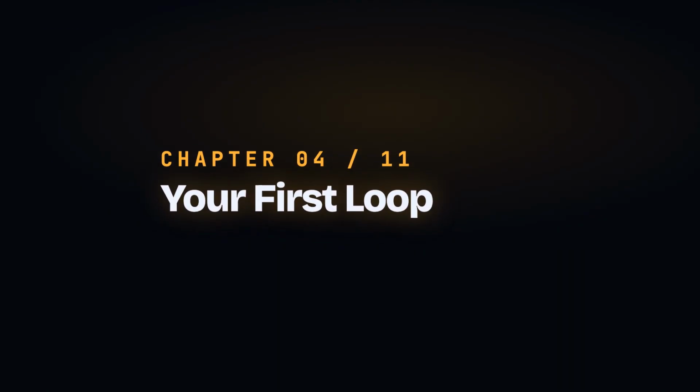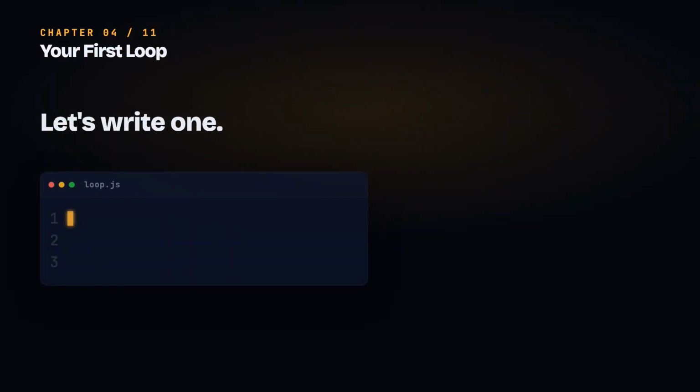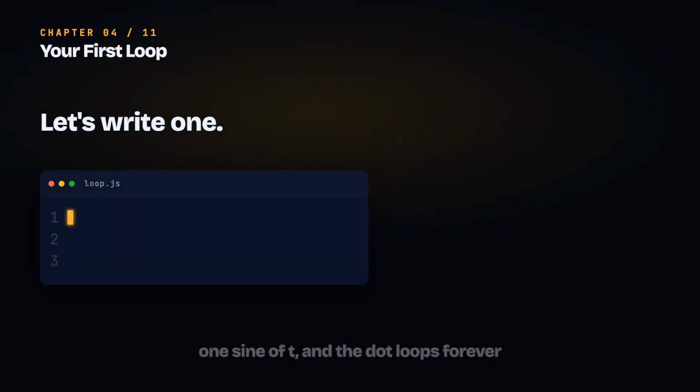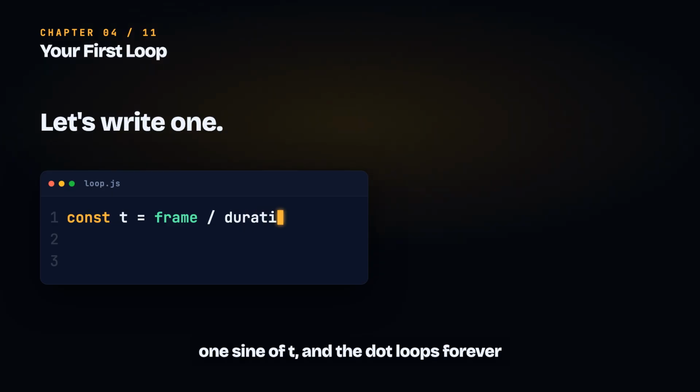Enough theory, let's write one. Line by line. First, get t, const t equals frame divided by duration. That's our 0 to 1 dial. Now let's move something. Say we want a dot to bob up and down. We write y equals Math.sin of 2 pi times t. Multiply that by an amplitude to control how far it travels, and add it to the center of the screen. 3 lines. Press play, let it loop, and watch.